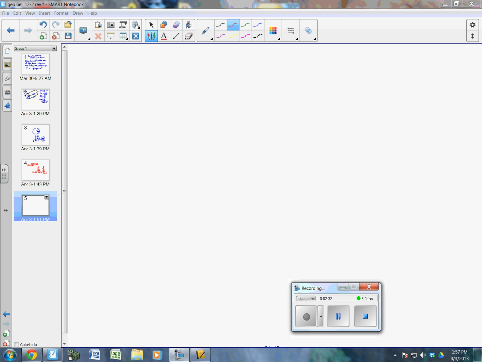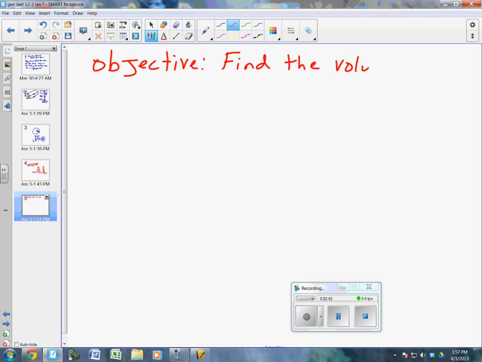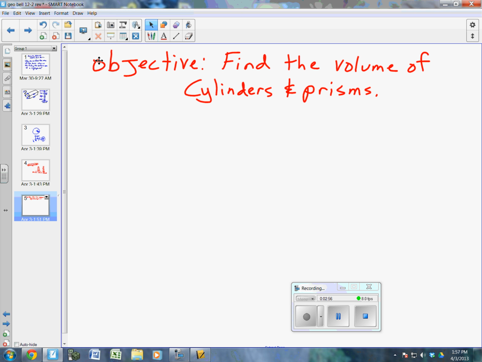Okay, you guys, today our objective is to find the volume of cylinders and prisms. Okay? We're going to learn how to find the volume of cylinders and prisms. Actually, volume of cylinders and prisms is a little bit easier than finding surface area, because usually the formulas are quite simple. Okay?